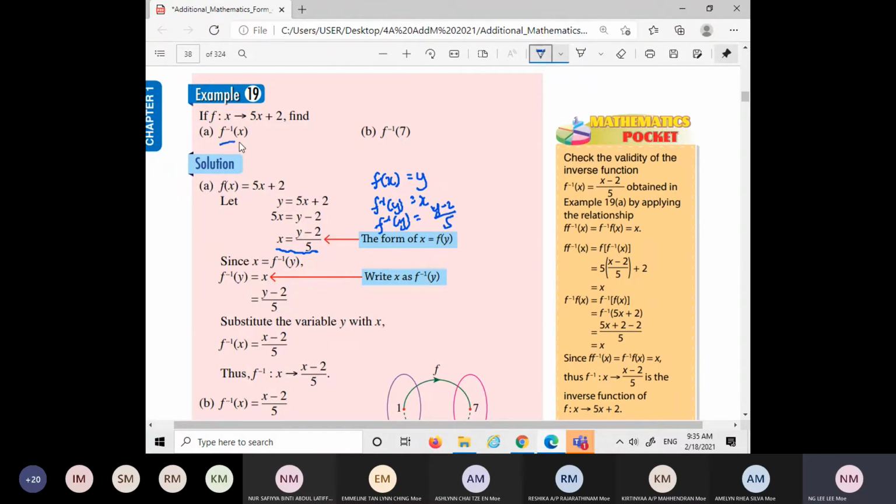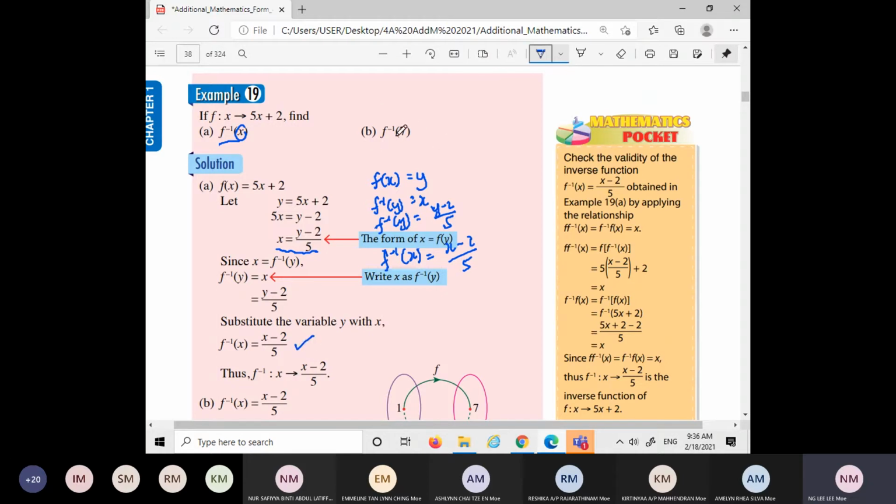Here is y and y, but the question wants this in x. So you just change everything back to x. Just replace the y with the x. This is how you get the answer.